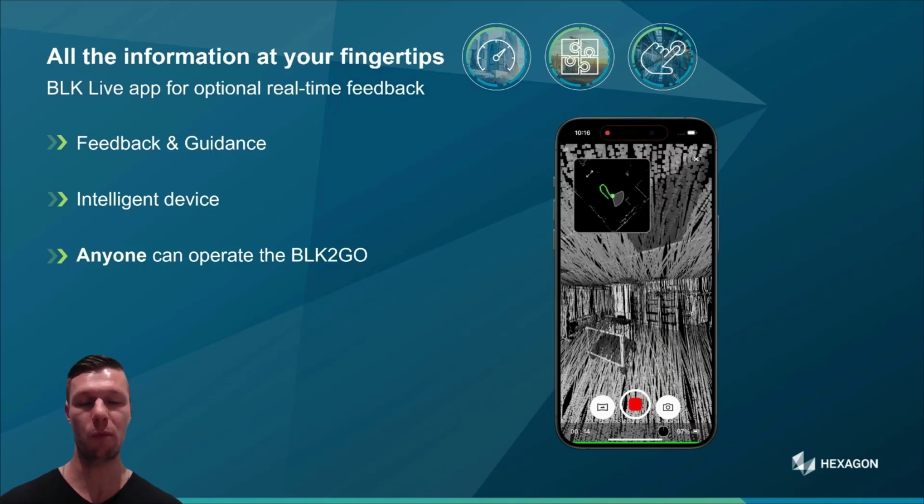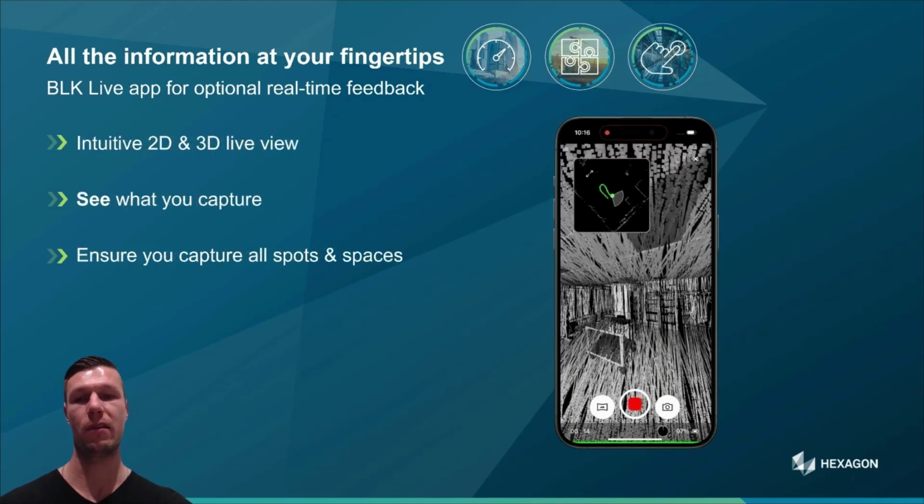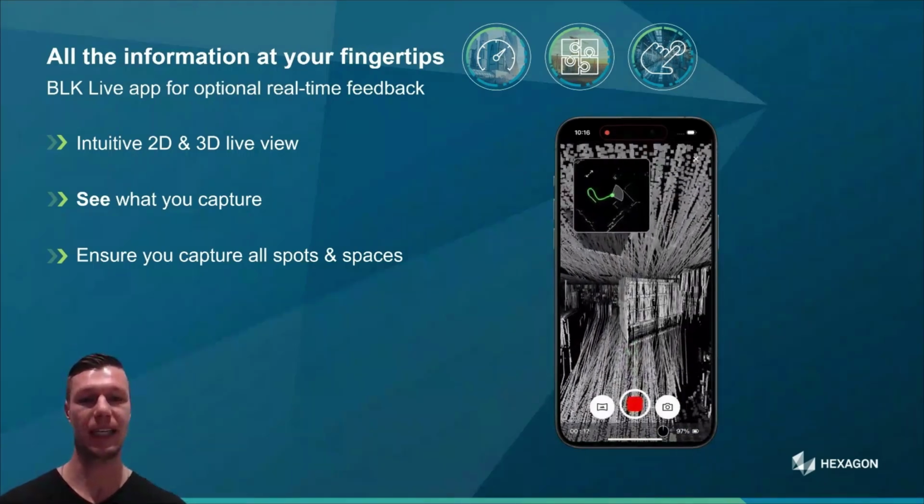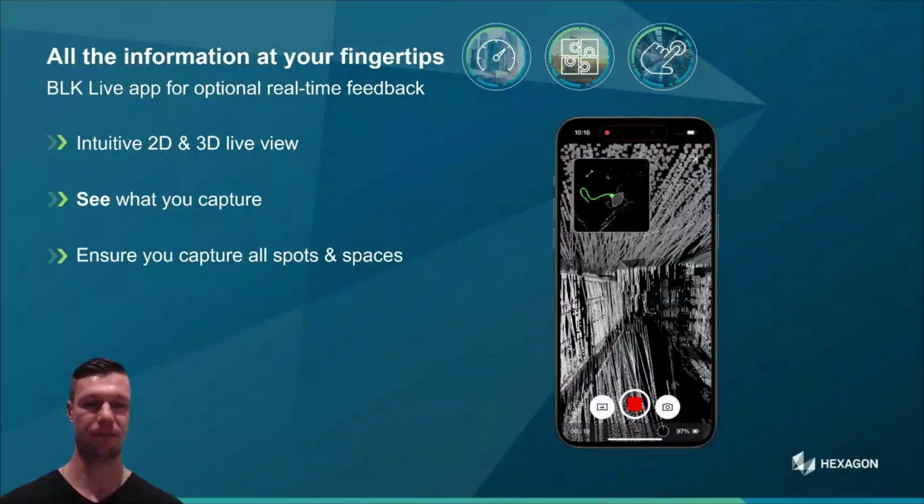And when I said we need movement, this is true for the dynamic initialization. You also can initialize statically. But important here, it's an intelligent device which gives feedback and even more, it provides guidance to you. Basically, anyone can operate the BLK2GO because the intelligence to a certain degree sits with the BLK2GO. And of course, as you have seen, it provides in real time feedback about the data that you capture.